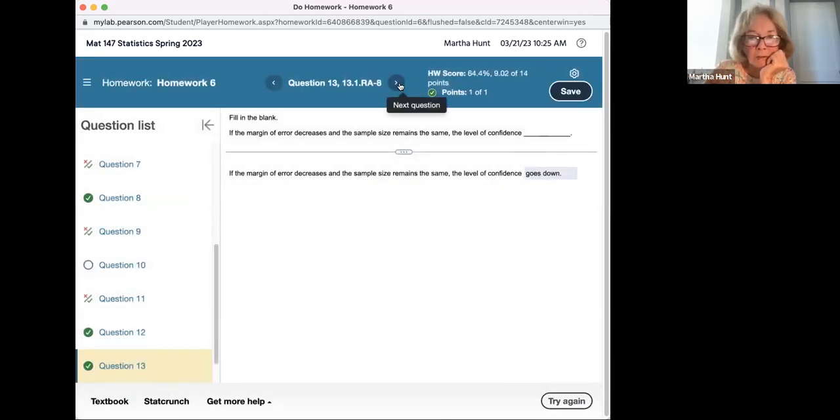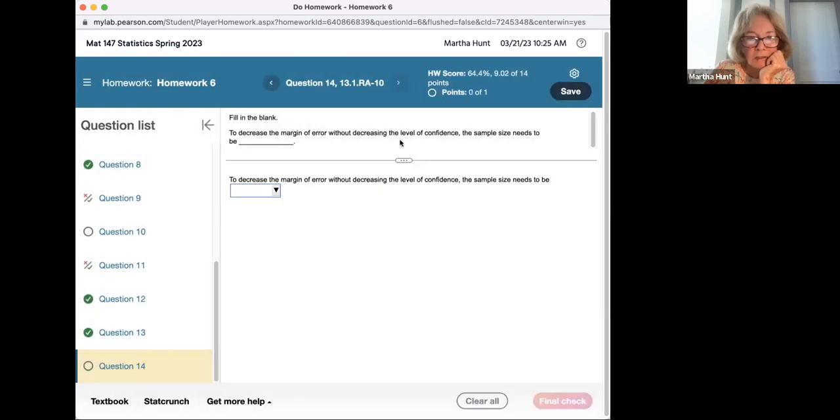And we're getting towards the end because there's 16 questions. To decrease the margin of error without decreasing the confidence level, obviously the sample size needs to get bigger.